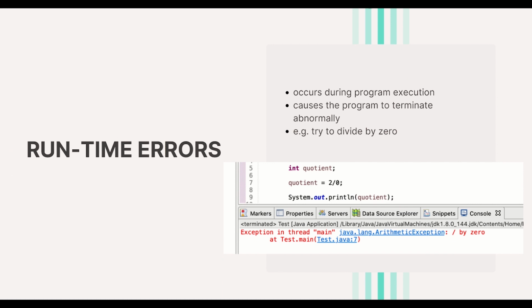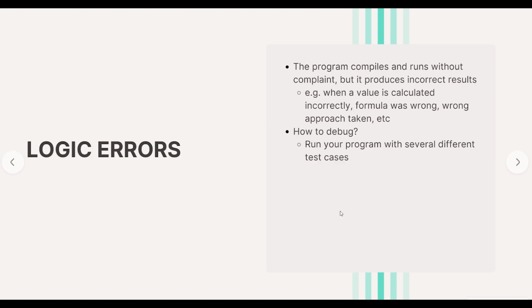Another type of error that we have are runtime errors. These errors occur when your program is being executed, and it happens when your program suddenly crashes or has to terminate abnormally. This happens when you're trying to do something in your program that the computer can't do, like dividing a number by 0.